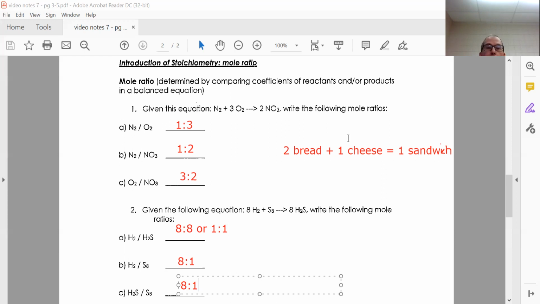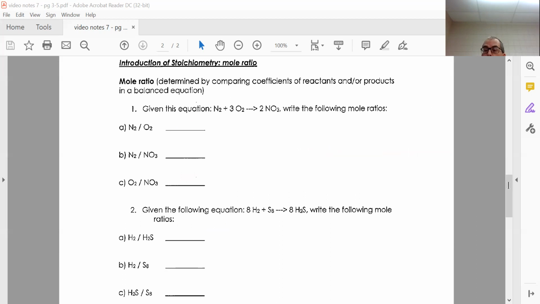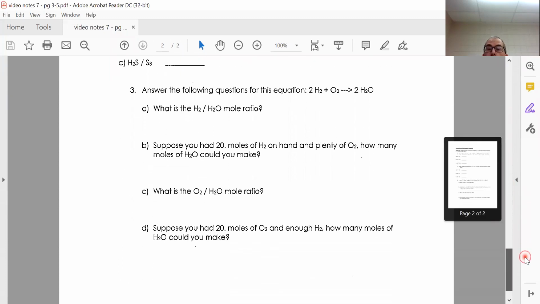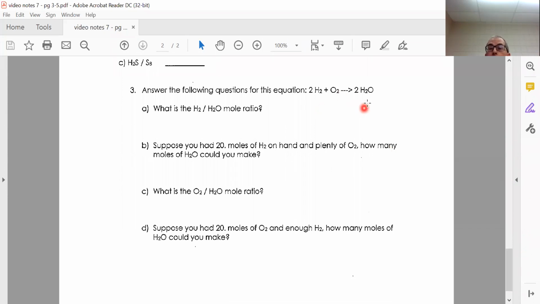All right, let's go to the next question, number 3. I'm going to clear this out and scroll down a little bit. Number 3 says, answer the following questions for this equation: 2H2 plus O2 forms 2H2O. So I could take hydrogen, and if I spark it with oxygen, it will tend to form water vapor. What's the ratio of H2 to H2O? It looks like it's 2 in front there, 2 in front there. So we're going to call that 2:2. I'm just taking those coefficients.